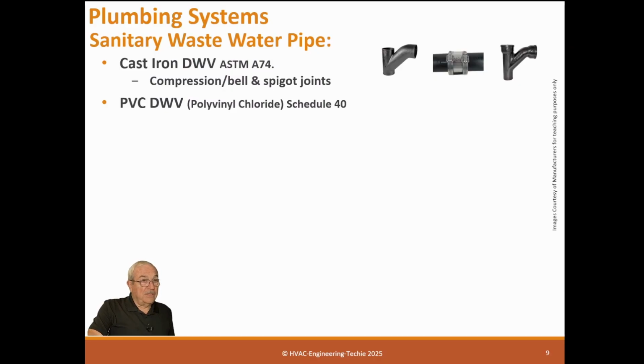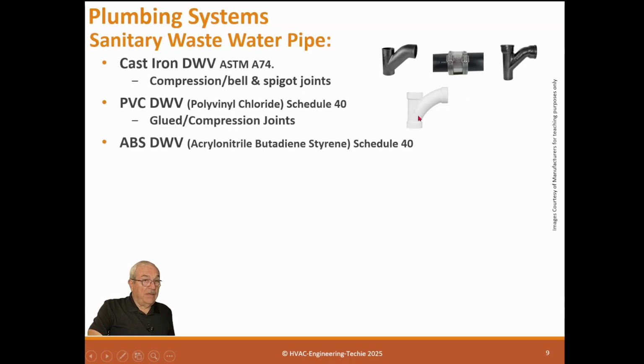So PVC is Schedule 40, and it can be glued or compression joints. Normally it's glued joints, but you can have compression joints. ABS, which I'm not going to pronounce what that really stands for, acrylonitrile, I don't know, whatever those are. ABS is what we've always called this, make it easy. And those are glued and compression joints. Of course, these are plastic. This is cast iron. These are a type of plastic.